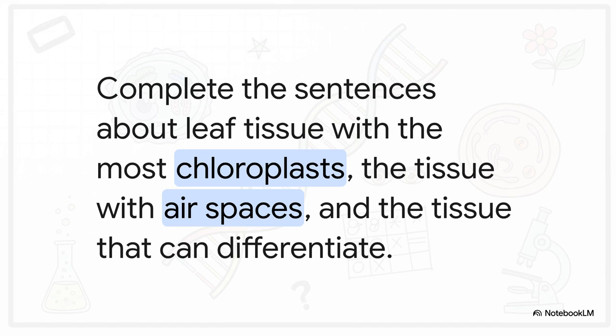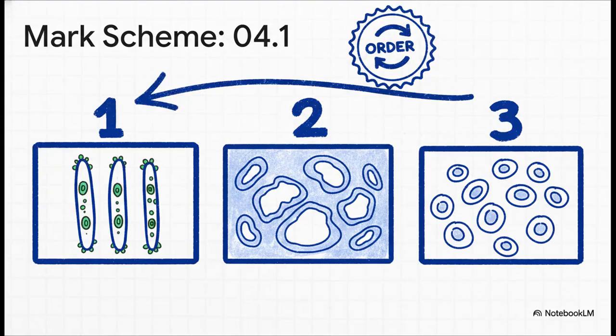One about the tissue with the most chloroplasts, one about the tissue with lots of air spaces, and one about the tissue that can differentiate. Just take a second. What would you put in those blanks? And boom, here are the answers, straight from the mark scheme.